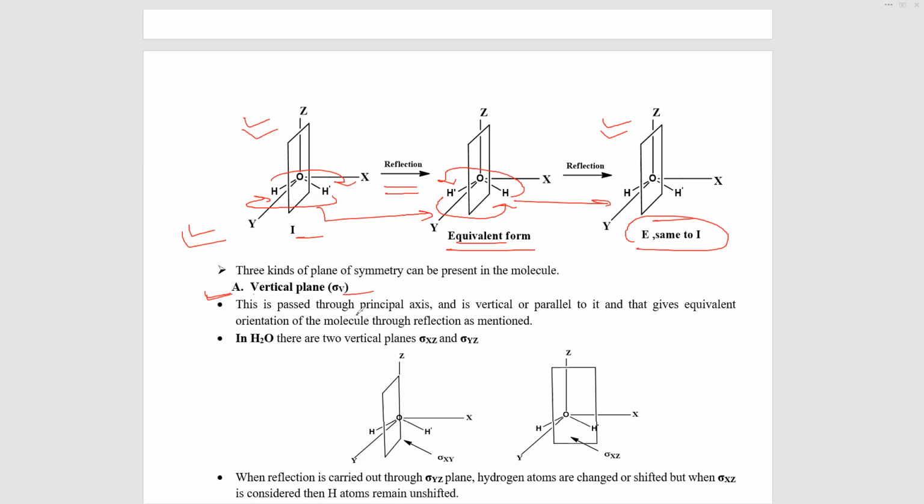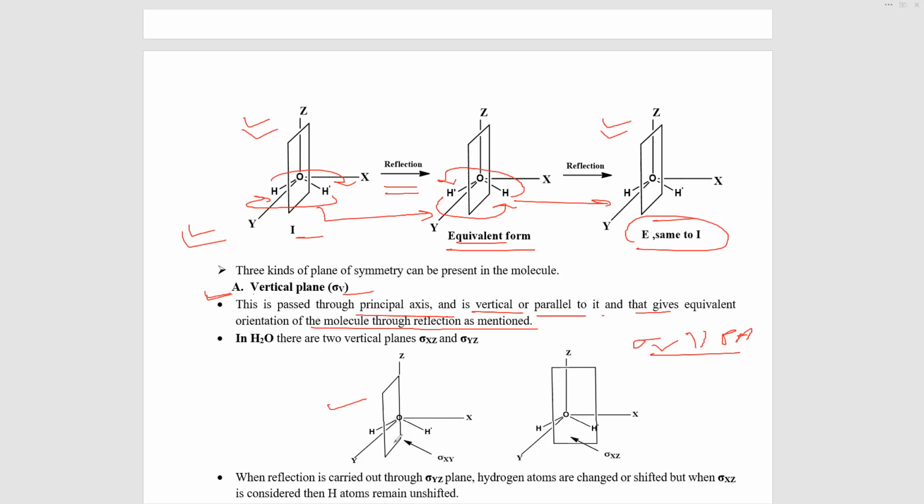This passes through the principal axis and is vertical or parallel to it, and it gives an equivalent orientation of the molecule through reflection as mentioned. So this is the vertical plane. It passes through the principal axis. It is always parallel to the principal axis. For example, if we consider the H2O molecule and if we consider the sigma xy plane, the x and y plane.